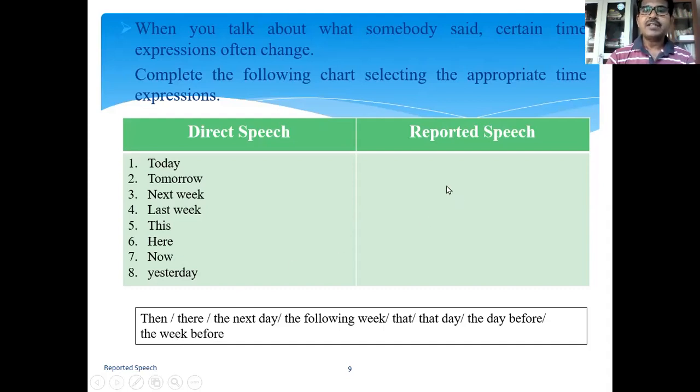Let's look at the first answer. Today, what happens to it? It becomes that day. Today becomes that day in the reported statement. ඍජු කතනේ තියෙන today වක්‍ර කතනයට යද්දී, ඒ කියන්නේ direct statement එකක තියෙන today indirect වෙද්දී that day වෙනවා.